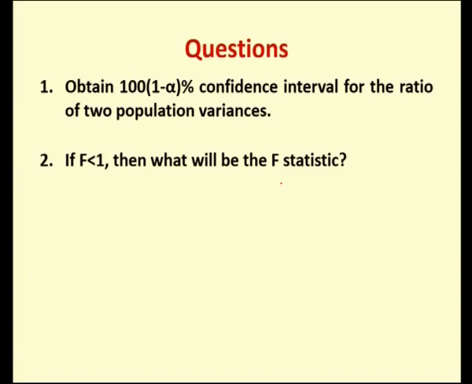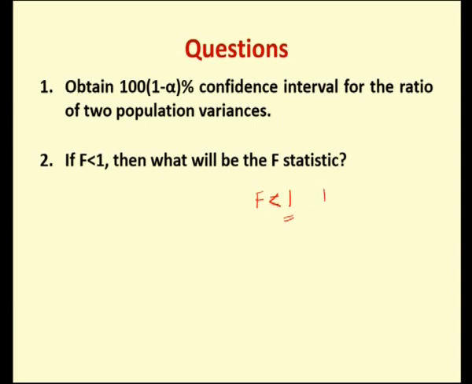population variances. So it becomes necessary for you to define an F statistic, then create the confidence interval based upon the F statistic, substitute the values of F and draw the conclusions so that you will get your ratio of the two population variances. The second question is: if F is less than 1, then what will be the F statistic? As I have said in my summary and in working out the example, if the F value is less than 1, you cannot proceed with the problem.